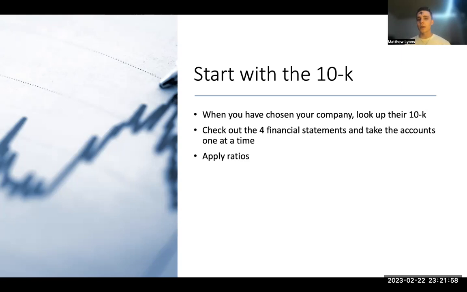Anyways, so where do we start? Of course, we start with our 10K. You guys should be pretty familiar with 10Ks at this point. Once you've got your company, go to sec.gov, look up their 10K, and they're very overwhelming. I'll admit that. But inside all that overwhelming paperwork are our 4 beloved financial statements. So we're going to take those financial statements one piece at a time, and then we're going to look at the accounts within those statements one line at a time. And then from there, once we have our data from the financial statements, instead of just looking at numbers and guessing, we can use some financial ratios to start to make sense of what we're looking at.